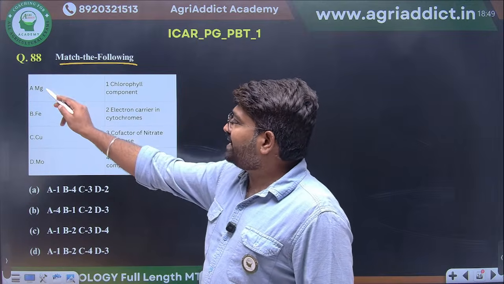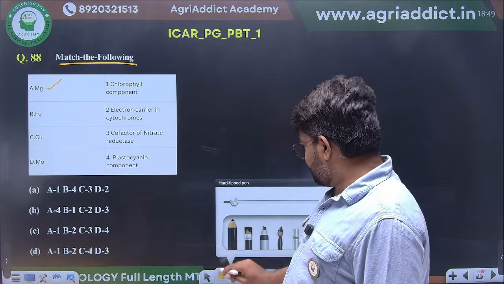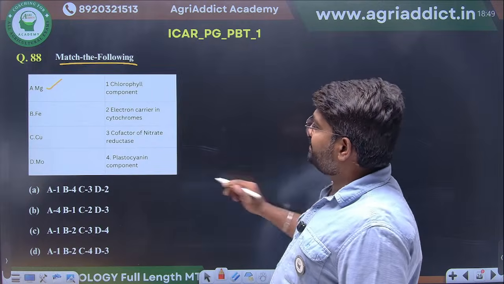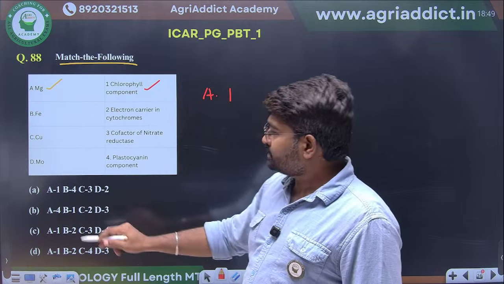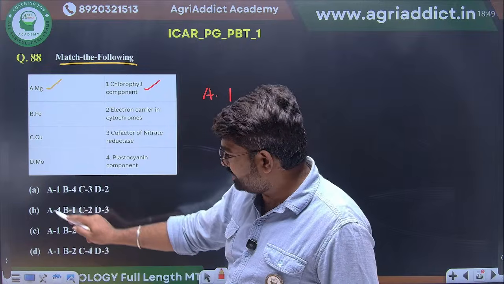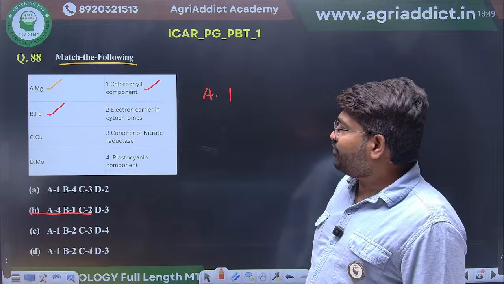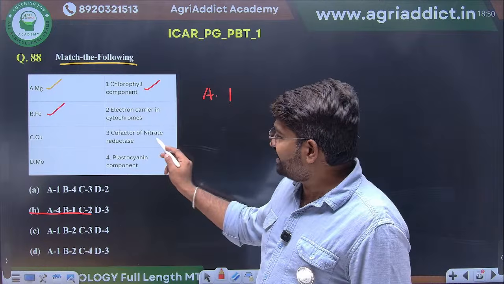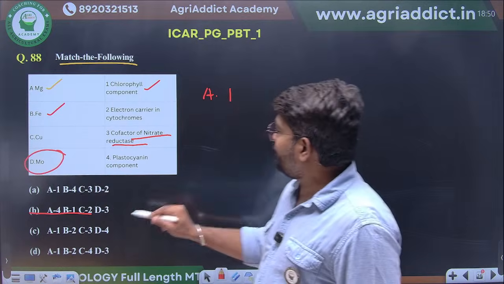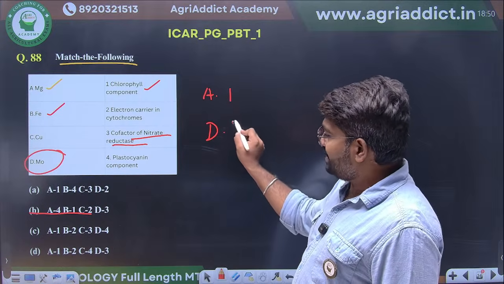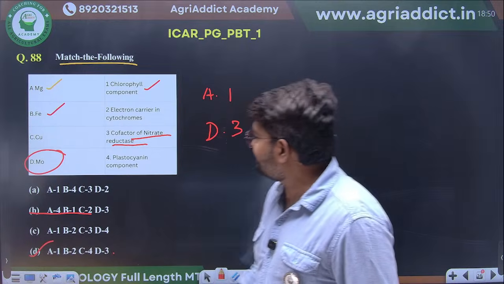Magnesium is an important component in chlorophyll, so A will be 1. Iron is an important component of what? We already saw that nitrate reductase has molybdenum as a cofactor, so D is option 3. Here only it is coming. So this is the right answer.